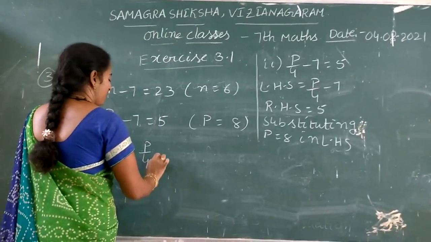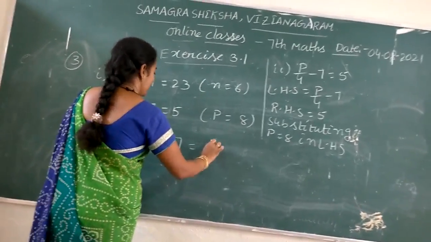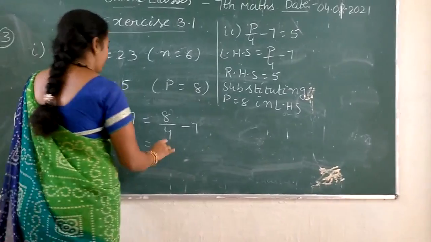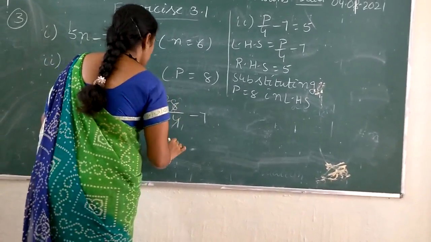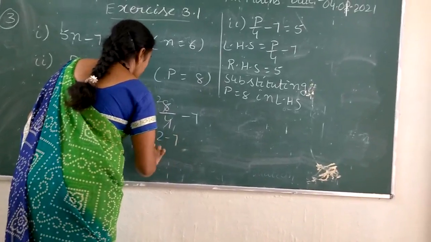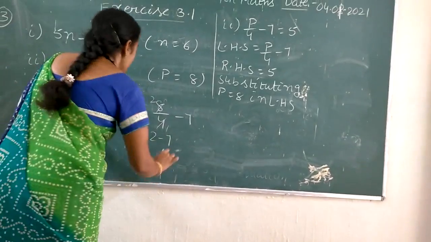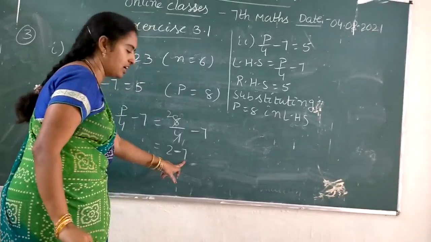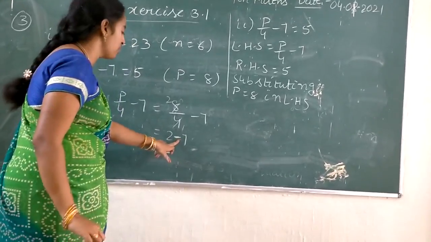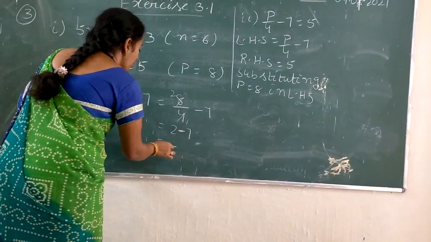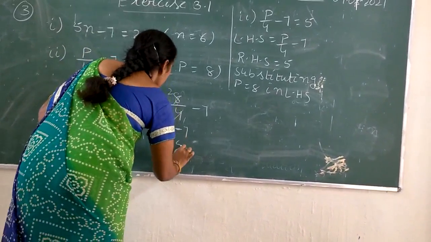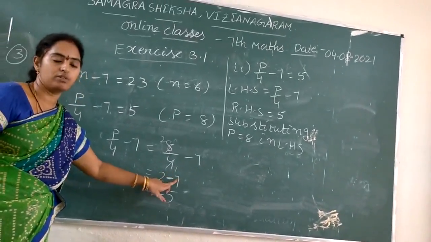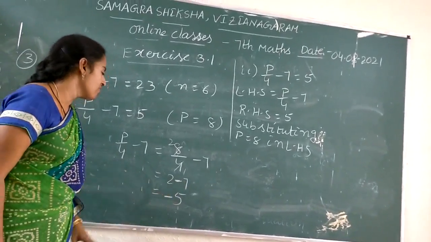LHS is P by 4 minus 7. Here you have to divide: 4 ones are 4, 4 twos are 8, so we get 2. 2 minus 7. Here the largest number is 7 and its sign is negative, minus 7. So 2 minus 7, we get the negative integer, 7 minus 2 is 5. So we get the negative integer minus 5. 2 minus 7 will become minus 5.